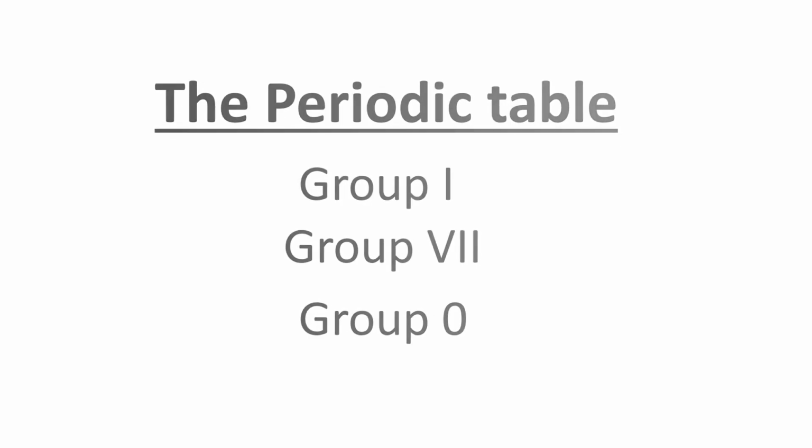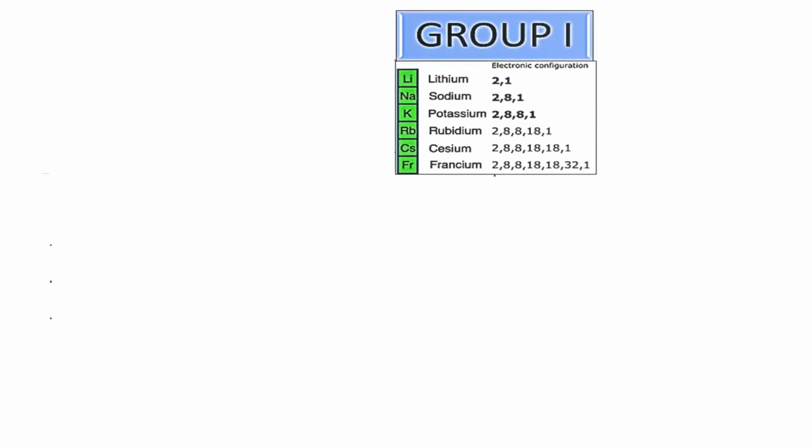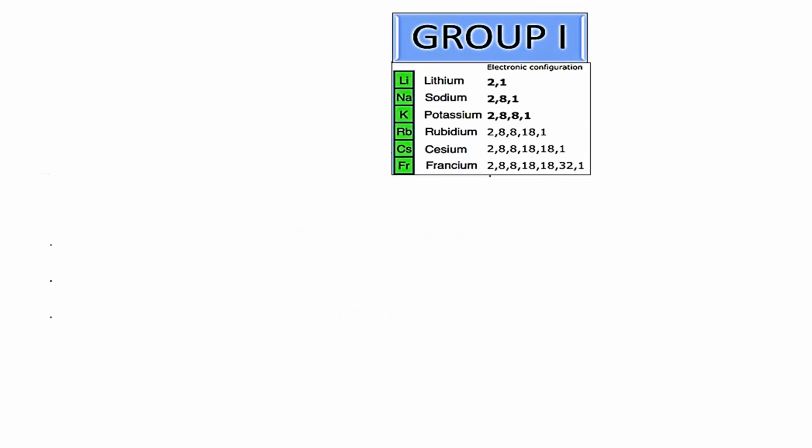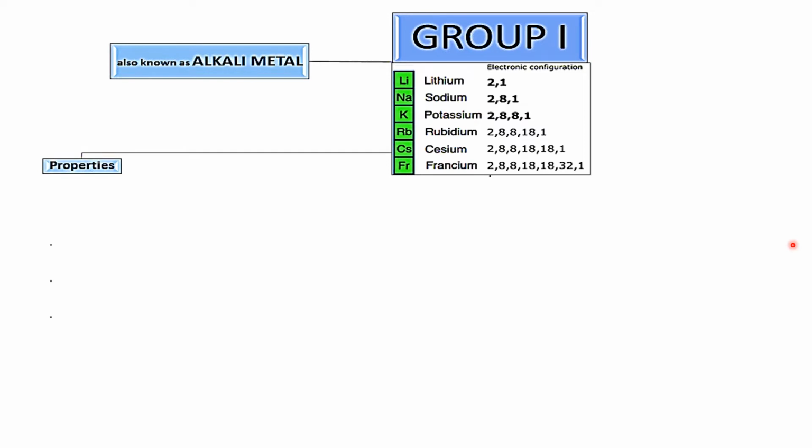Let's have a look at Group 1 first. Group 1 include lithium, sodium, potassium, rubidium, cesium, and also francium. Group 1 is also known as alkali metal. We'll be looking at its properties, its trend down the group, and also its flame color.